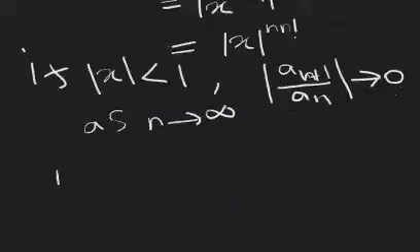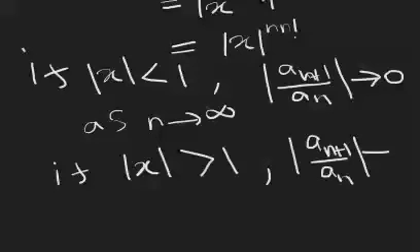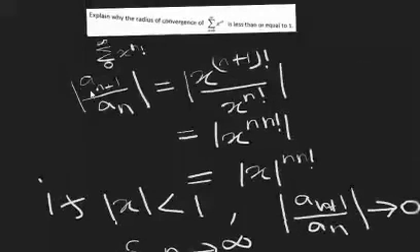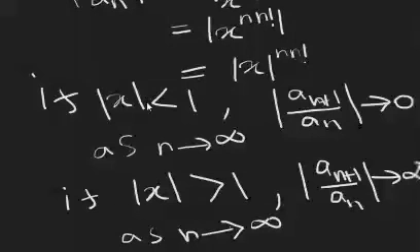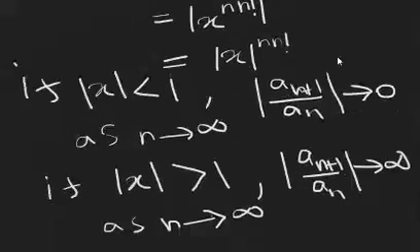Otherwise, if the modulus of x is greater than 1, that ratio a_(n+1) divided by a_n goes to infinity as n tends to infinity, right? That means that this power series is divergent. If the modulus of x is less than 1, that power series is convergent, right?